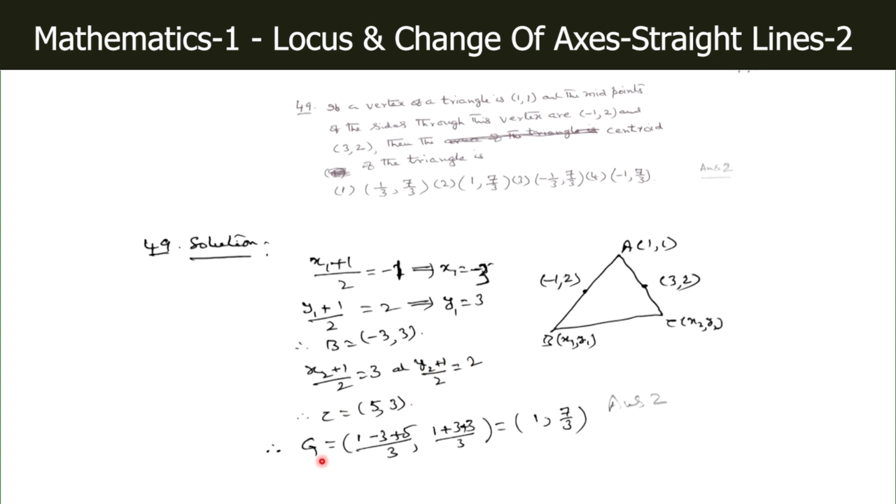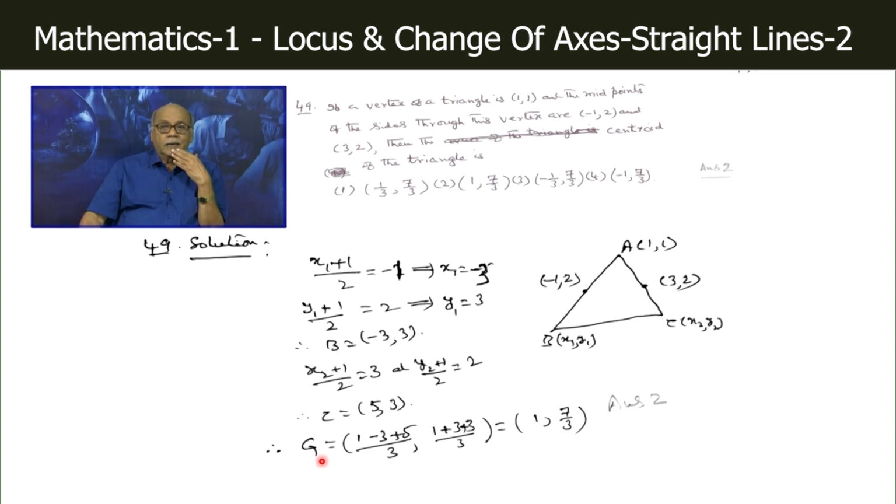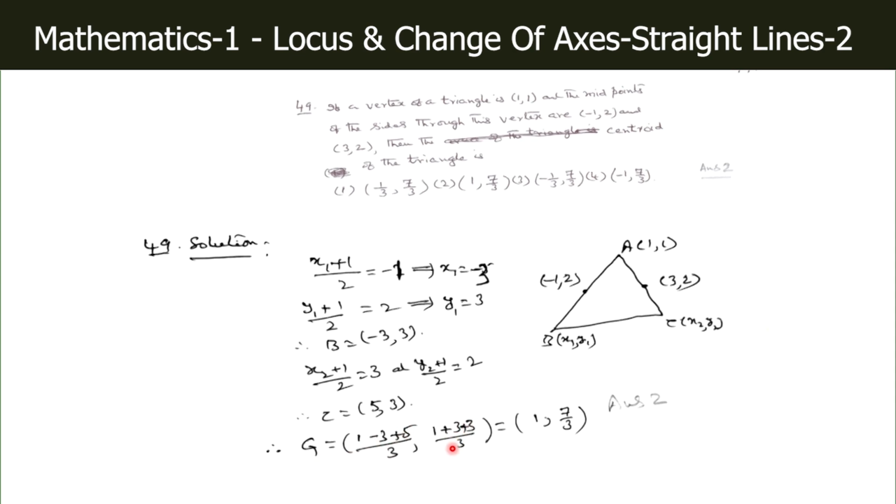And you know that the centroid of a triangle with vertices (x1, y1), (x2, y2), (x3, y3) is nothing but (x1 plus x2 plus x3) by 3, comma (y1 plus y2 plus y3) by 3. So therefore here the centroid is (1 minus 3 plus 5) by 3 and (1 plus 3 plus 3) by 3, which is (1, 7 by 3). So the correct option is option number 2.